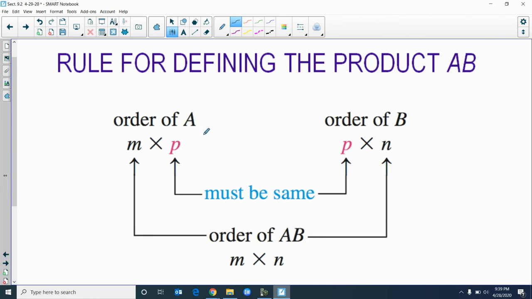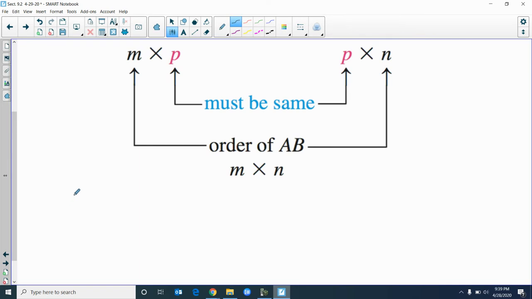Here's the key for multiplying two matrices. The columns of the first matrix must match the rows of the second matrix. So when you look at their dimensions, the column count of the first has to match the row count of the second, and then the answer will have the outer dimensions. So just real quick, make sure you understand it. If A is a 2 by 3 and B is a 3 by 4, you can multiply those together because the threes are the same, and the product will be a 2 by 4.